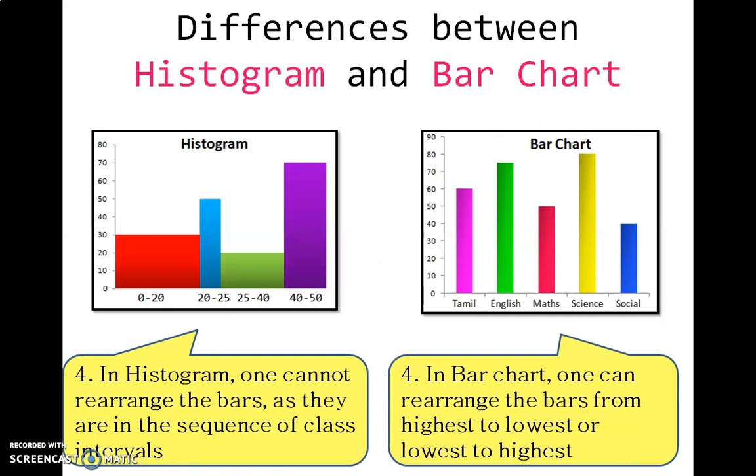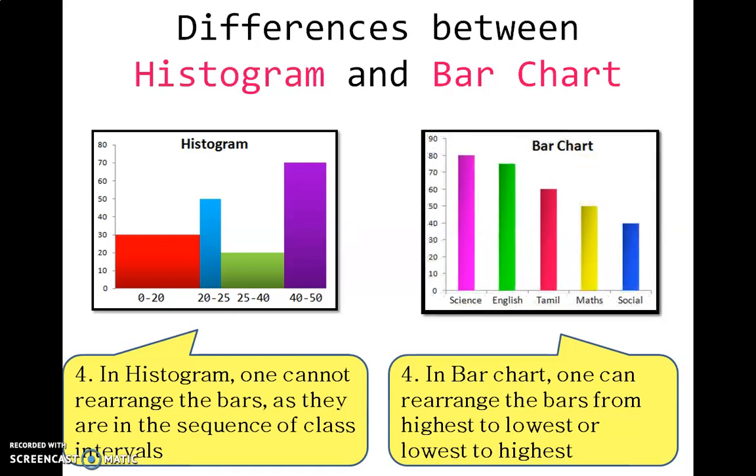In the histogram, since class intervals have continuous increasing values, the bars cannot be rearranged. In this bar chart, the tallest bar can be placed in the first position and the next tallest and so on in descending order of their heights. And similarly, we can also arrange the bars in the ascending order of their heights.